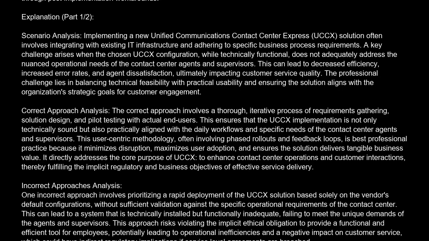The correct answer is B. Proceed with the vendor's default UCCX configuration to ensure a timely deployment and address any workflow gaps through post-implementation workarounds.